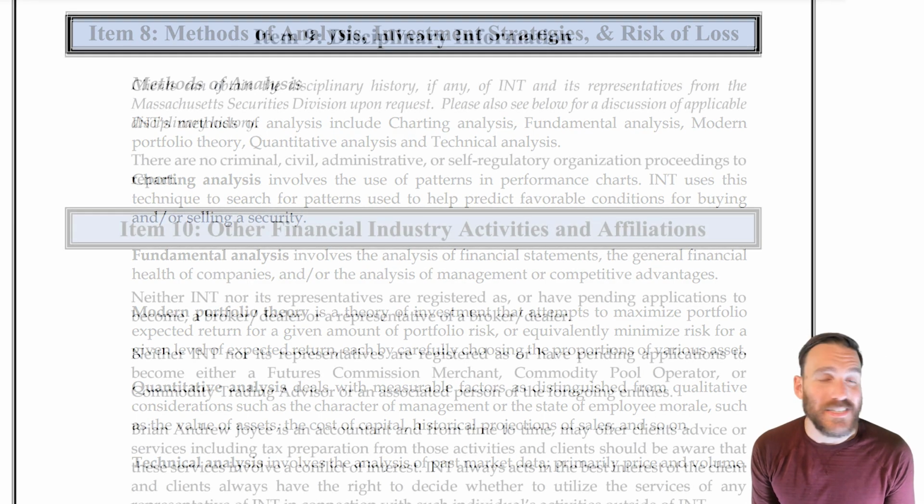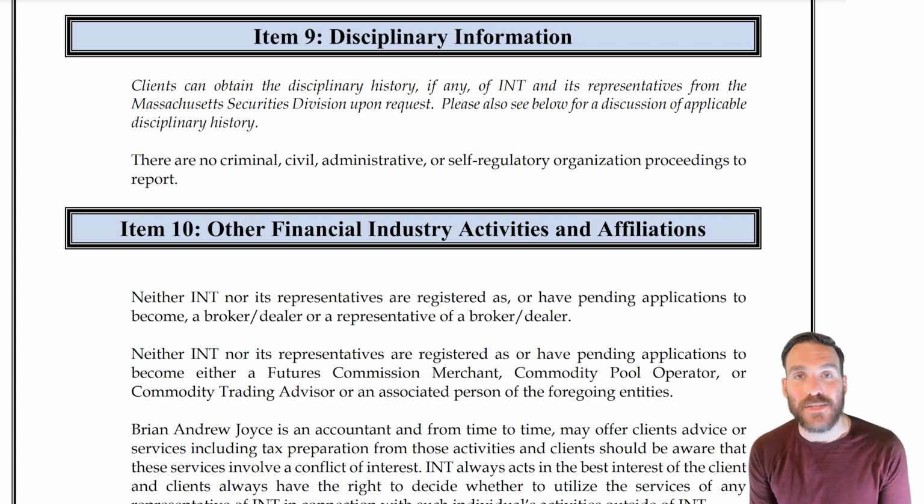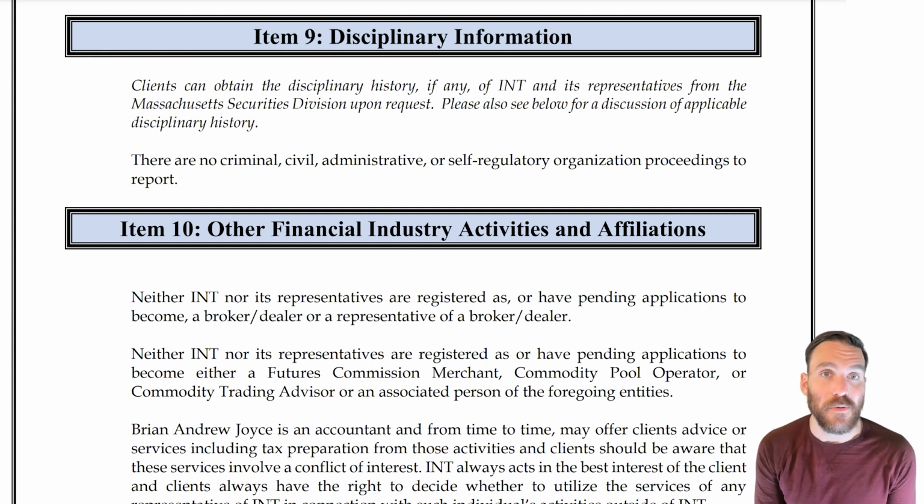Item number 9 is disciplinary information, and look at that. No criminal, civil, administrative, or self-regulatory organization proceedings to report. This firm has a clean record, and if there was any type of background, it'd be important for the firm to put it here and say, hey, this is when we got in trouble in the past. Of course, Intelligent Investing does not have to disclose anything because, again, they got a clean record.